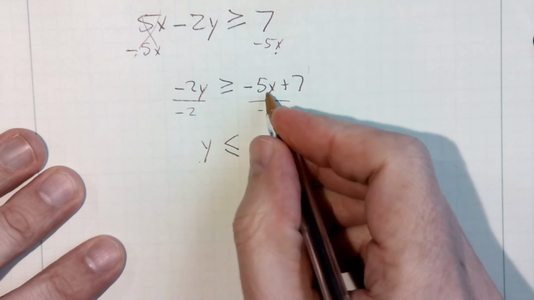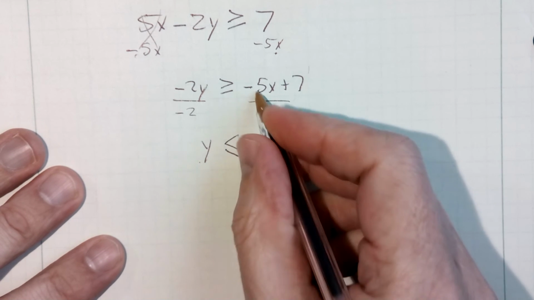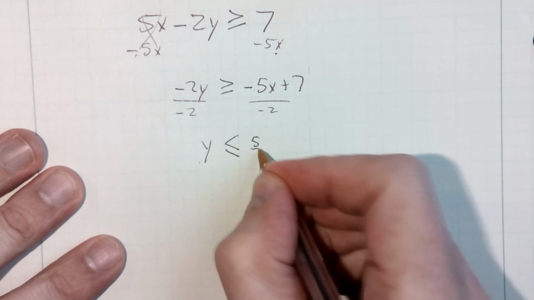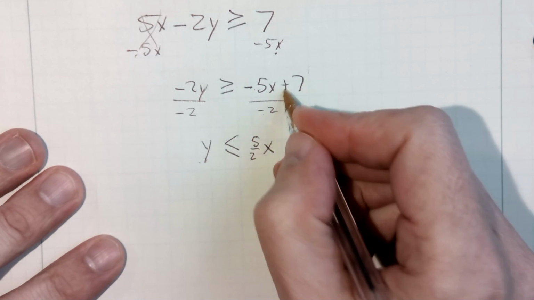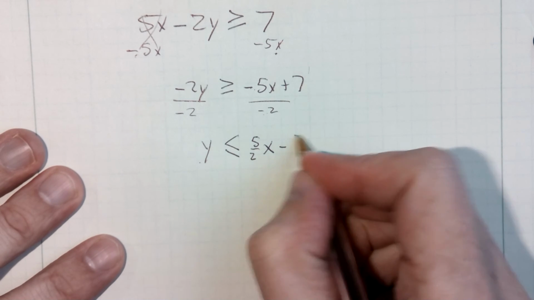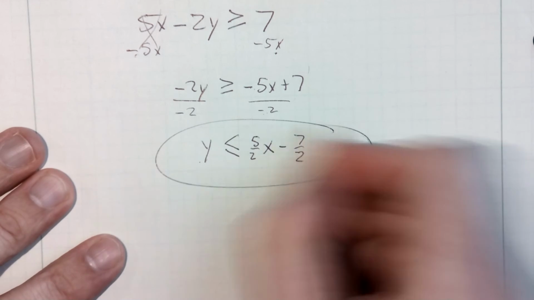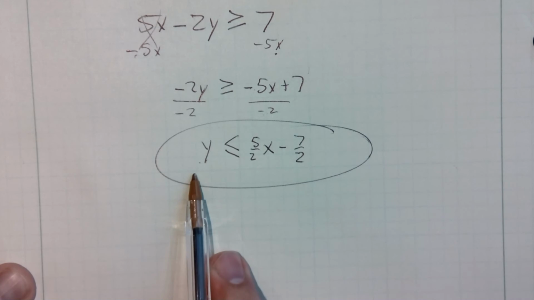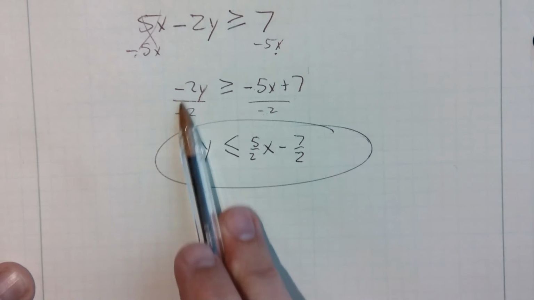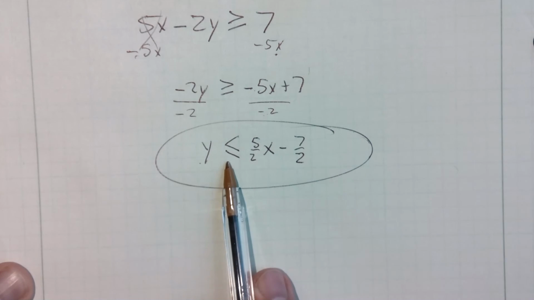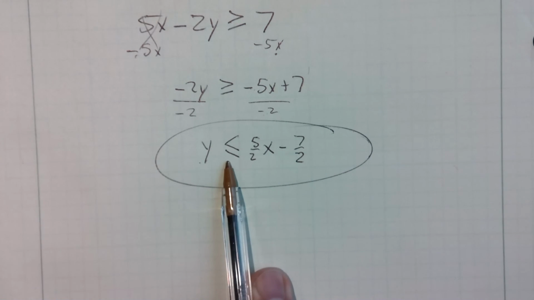Now again, I'm going to divide each term. So a negative divided by a negative becomes 5 halves x. 7 divided by negative 2 becomes a negative 7 halves. And I've solved that equation for y. But you notice, because I divided by a negative, I ended up flipping the inequality symbol. So just remember that. That's the one difference.